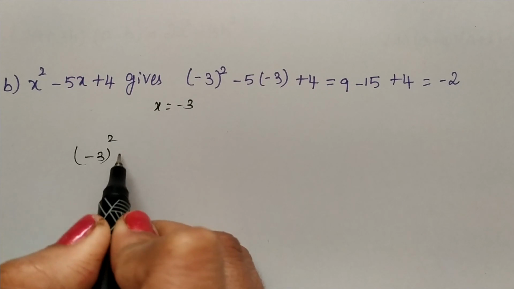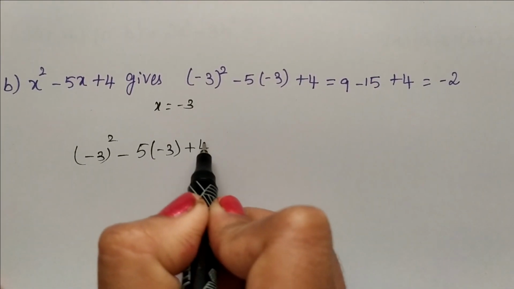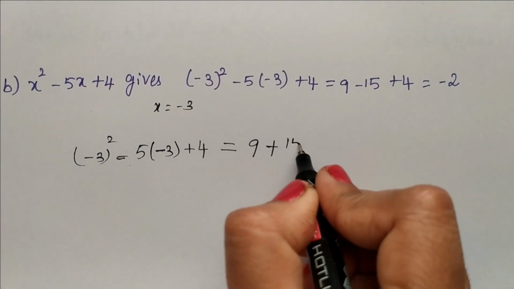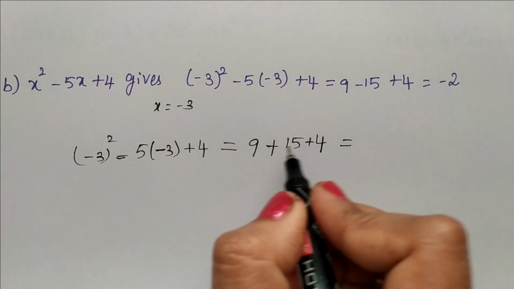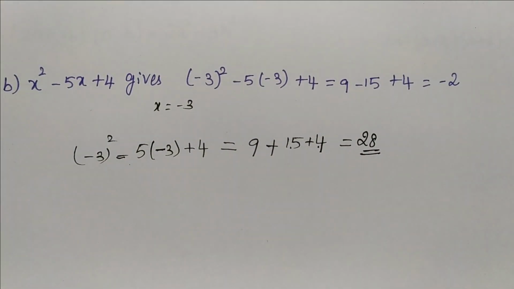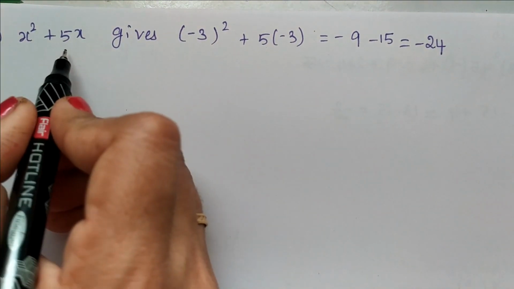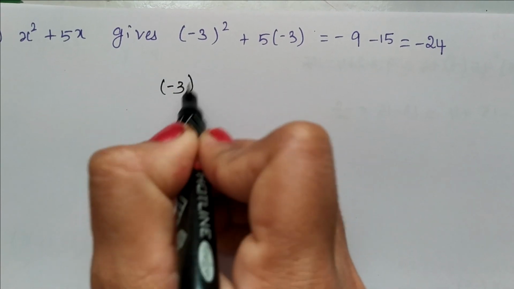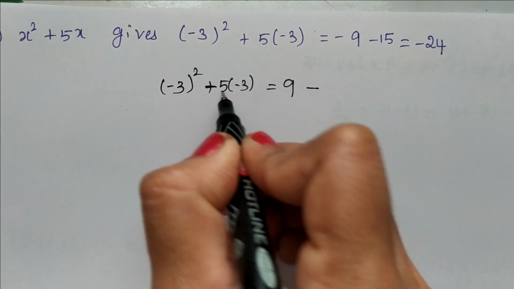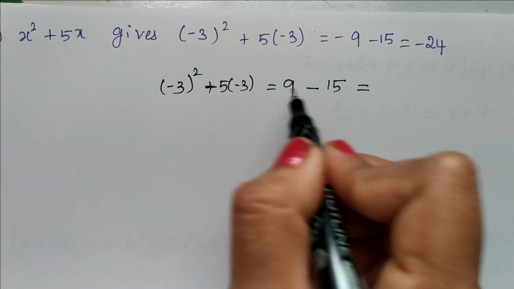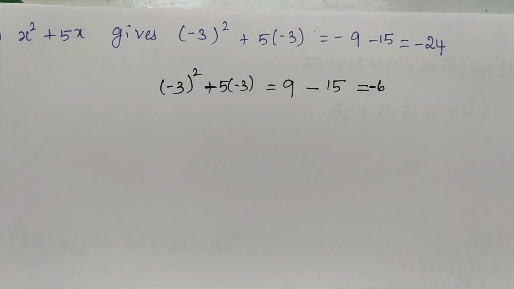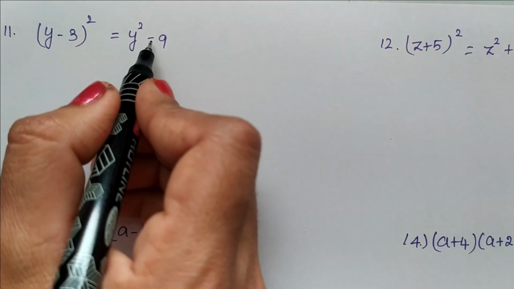So again we are substituting x equal to minus 3 here. So minus 3 square minus 5 into minus 3 plus 4 gives 3 square is 9. Minus into minus is plus. 5 3s are 15 plus 4. So 15 plus 4 is 19. 19 plus 9 is 28. And x square plus 5x gives, so x is minus 3 plus 5 into minus 3 equal to 3 square is 9 plus into minus is minus. 5 3s are 15. So minus 15 plus 9 is minus 6.